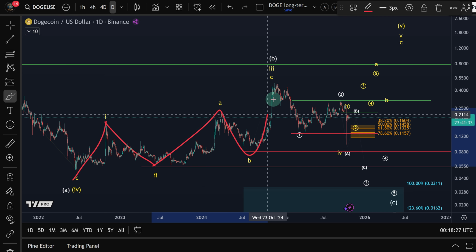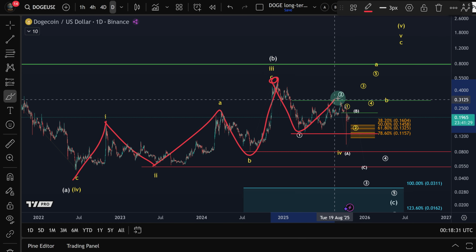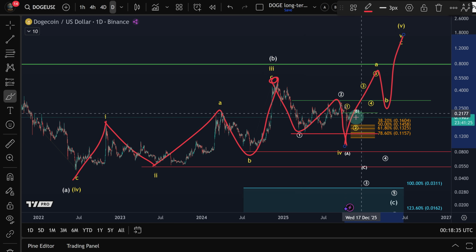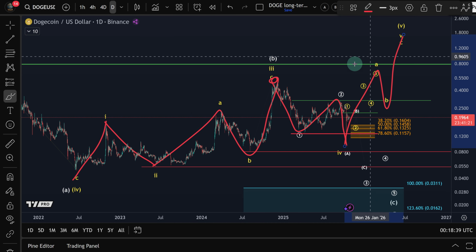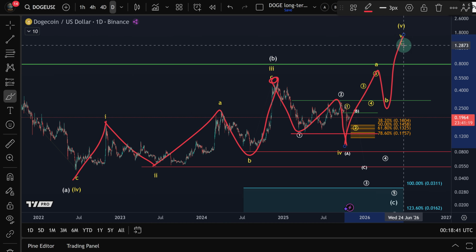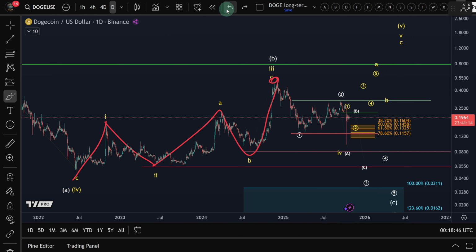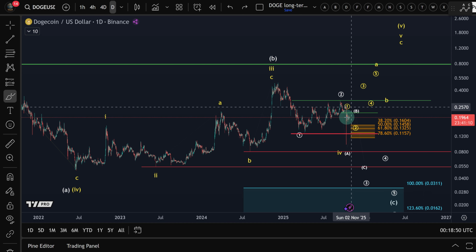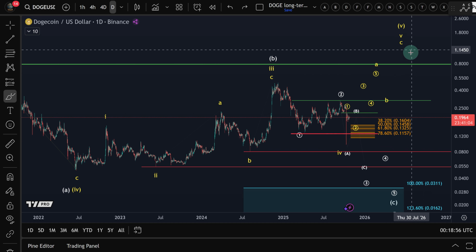And then here an ABC structure to the upside in a 3rd wave. This here would be an ABC structure in a 4th wave, and then this would be an ABC structure in a 5th wave. So 5 waves to the upside in an ending diagonal pattern. So we have a 5-wave move up here in a diagonal, and we obviously have to now hold a support area to get this 5th wave going.